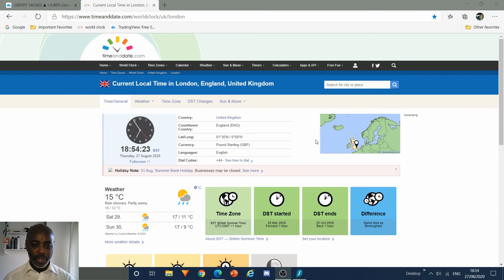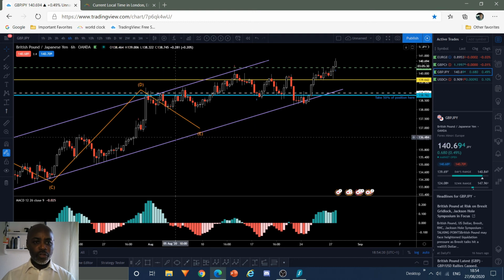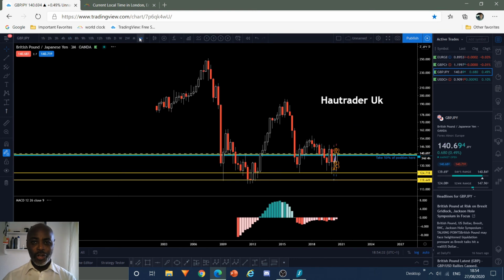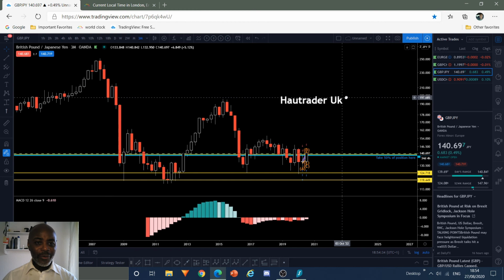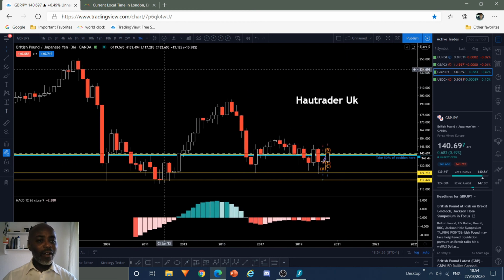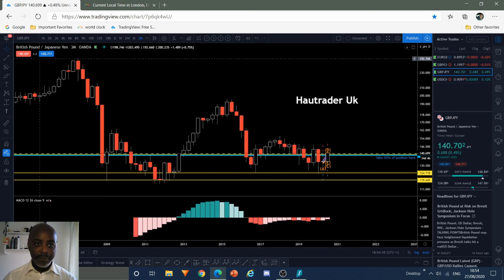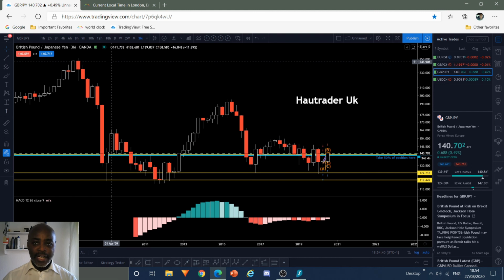Now, I'm going to keep this brief. I'm just going to jump into a pair which we took a trade on. Now, let's just slow down a little. Okay, here we are on the British pound Japanese yen. And initially what I said with this pair was that I was bearish this pair.